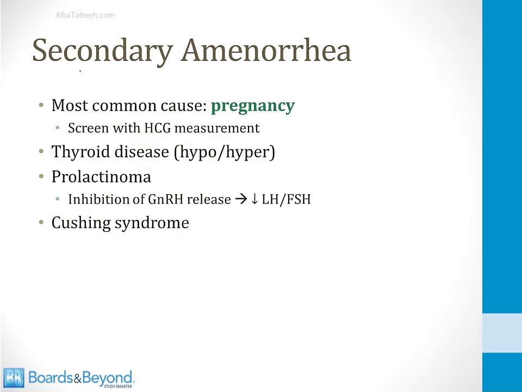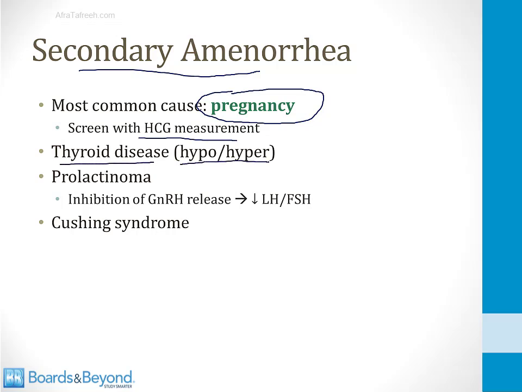Now let's talk about causes of secondary amenorrhea. As I said before, the most common cause is pregnancy, so this always needs to be excluded in a workup for amenorrhea. You screen with a serum or urine HCG measurement. You can also develop amenorrhea in the setting of thyroid disease. Both hypo and hyperthyroidism can cause secondary amenorrhea.